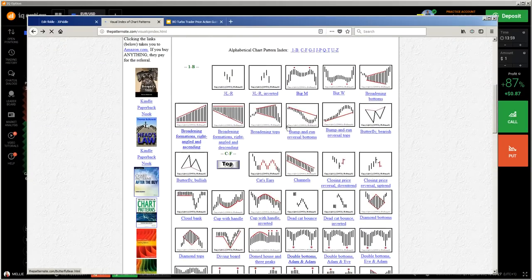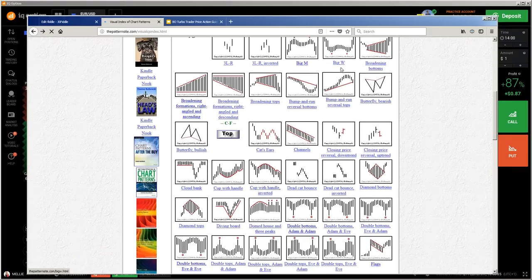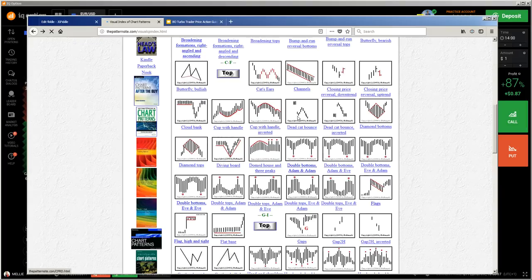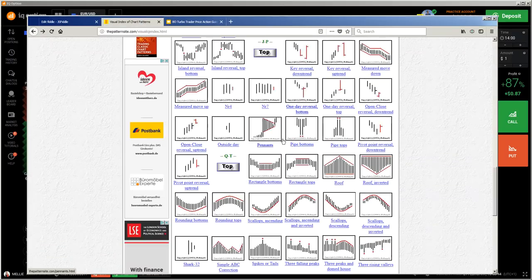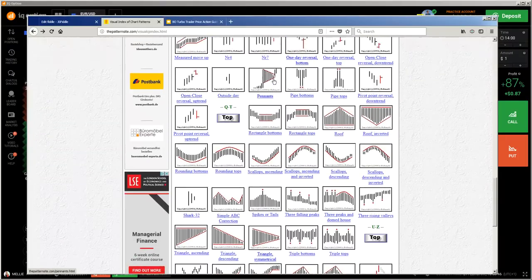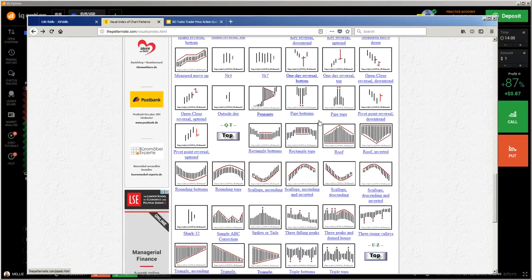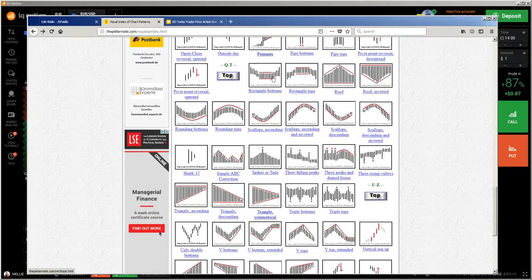Here you see a broadening formation. Here you have double top, double bottom, big M, big W. Then the butterfly harmonic pattern, cup with handle, which is also common. Then you have the pennant, which I have discussed in an earlier video. Here we have the rectangle top and bottom, which we are going to talk about in this one. Here you have the rounding top, which I mentioned a few seconds ago. And here scallops is also a common pattern.